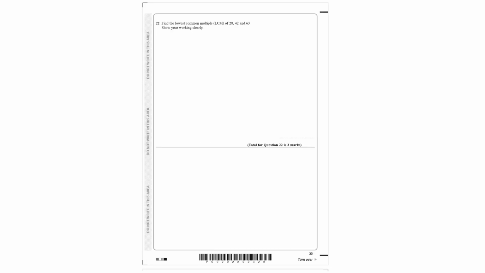Question 22. Find the LCM of 28, 42, and 63. Show your working clearly. We can write them out here. 28, 42, and 63. Now, I can see that they're all divisible by 7. So 28 divided by 7 is 4. 42 divided by 7 is 6. And 63 divided by 7 is 9.